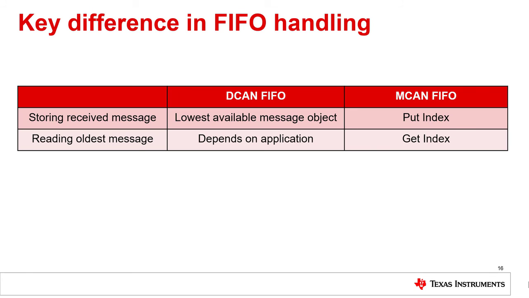Based on this index, the module calculates the exact address within the message RAM for the message to be stored. Similarly, if at any moment multiple messages are stored in the FIFO, they need to be read in the order in which they were received. For DCAN, the application needs to carry out the processing to track where the message needs to be read from. In MCAN, the module maintains the record for the received messages in the form of the get index. This index can be used to calculate the exact address within the message RAM for the message to be read from. Thus, the additional hardware support in MCAN enhances the FIFO functionality by offloading processing tasks and freeing up the application. Note that similar hardware support is present for other types of FIFOs in MCAN as well.